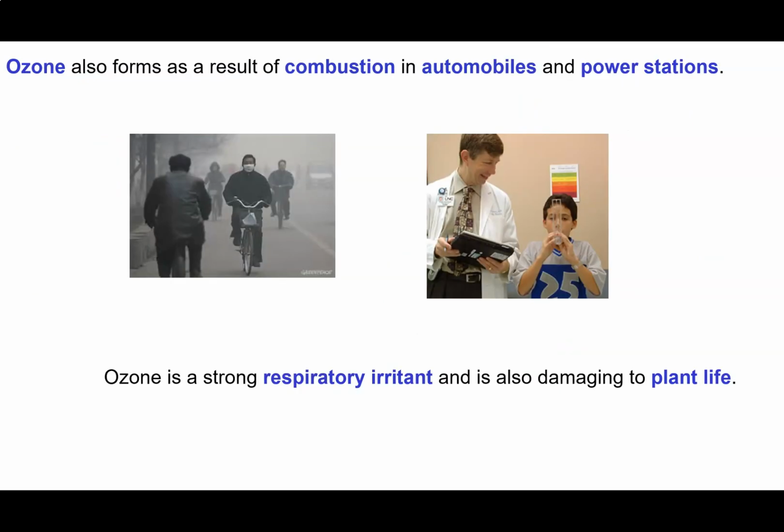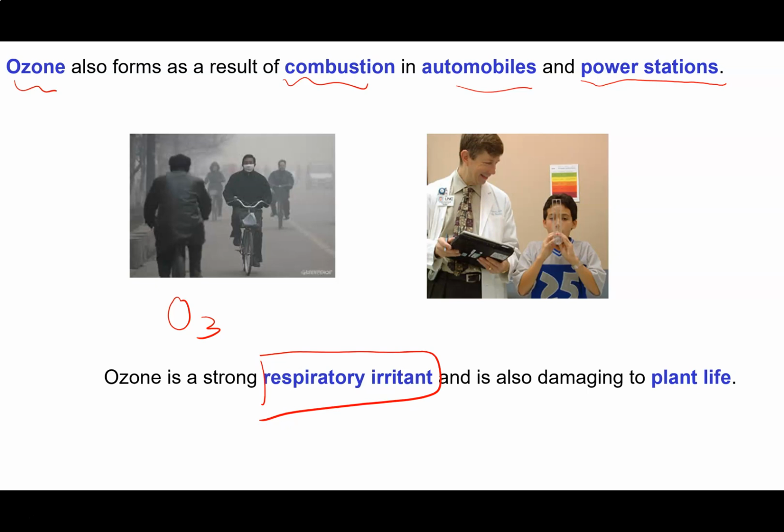I also want to point out that ozone does form in the lower atmosphere as a result of human activities, in particular the combustion of fuel in automobiles and also the combustion of fuel in power stations. O3 is often used as a cleaning agent. It's quite a potent cleaner, but it's also a really strong respiratory irritant. It tends to make you gag if you get a lungful of it.